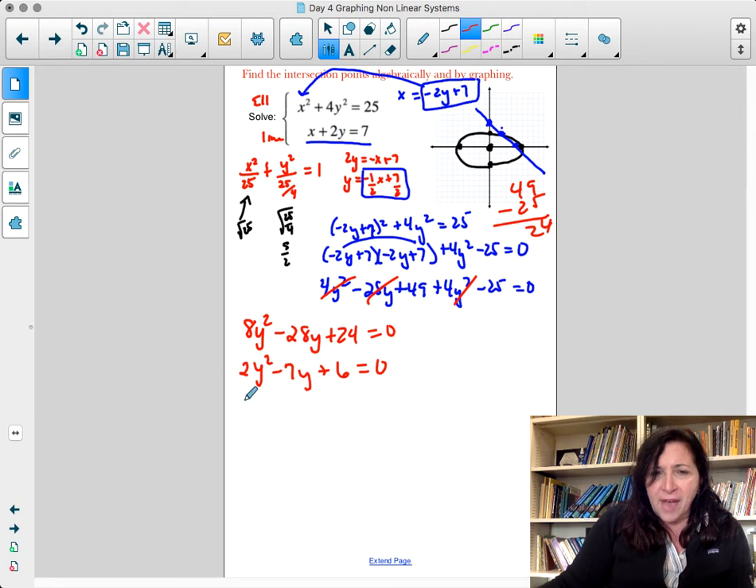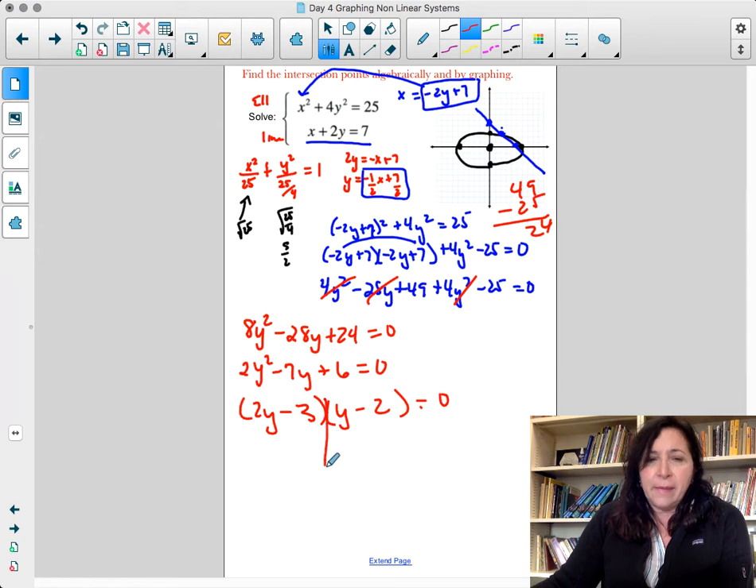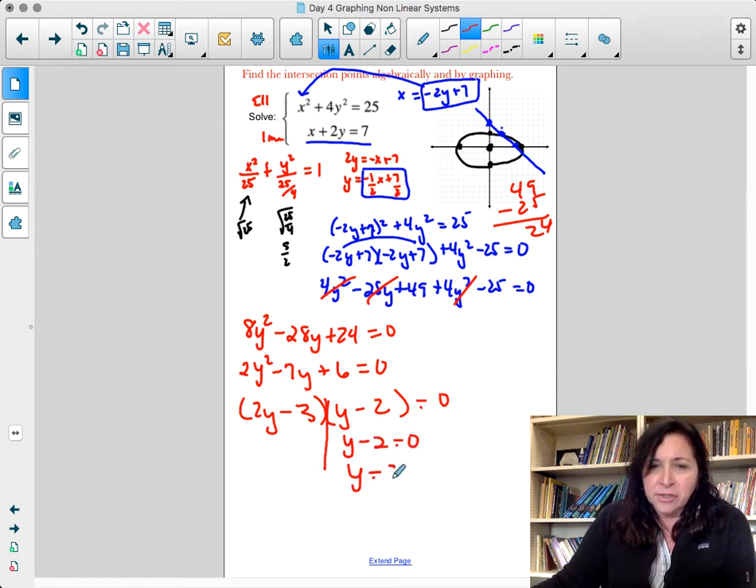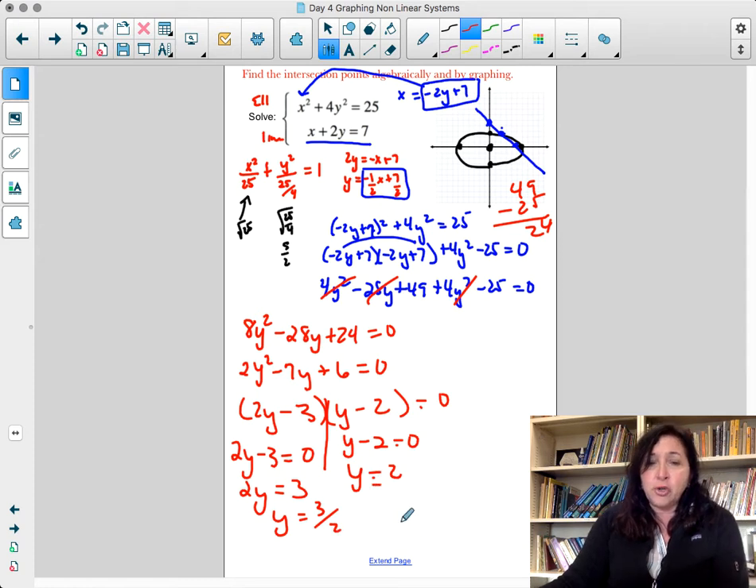And I'm going to factor that. I'm going to get 2y and y, and they both have to be minus. I'm trying to make -7, so 3 and 2, that's not going to work. -3 and -4, okay, that worked. Split these up, you're going to get y minus 2 equals 0, and so y is equal to 2. You have 2y minus 3 equals 0, so 2y equals 3, y equals 3 halves.